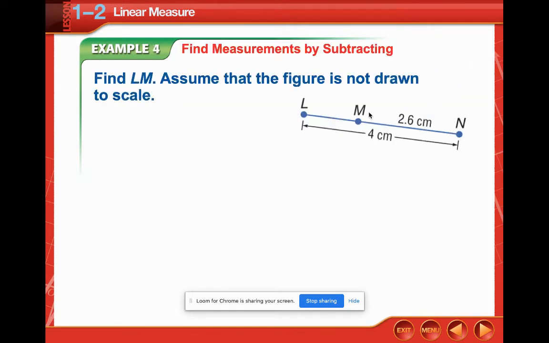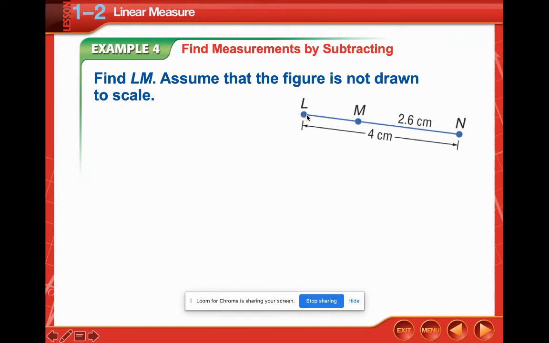All right. So example 4. Assume the figure is not drawn to scale. Find LM. Okay. So let's just say that you're starting out here at home, and you want to go to McDonald's. Okay. And then you want to go to school. Right? You got to pick up that breakfast. Got to get the hash browns.